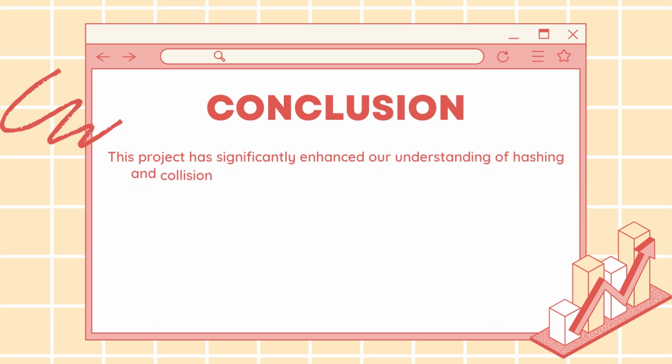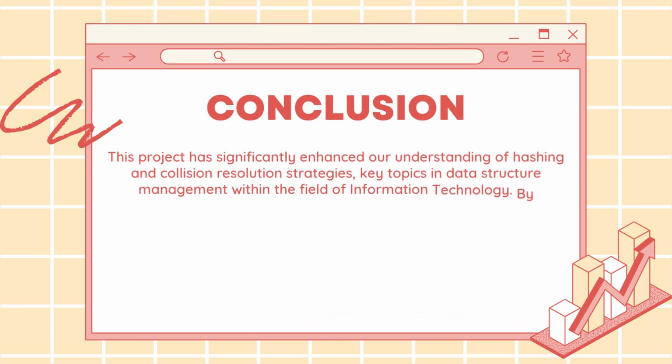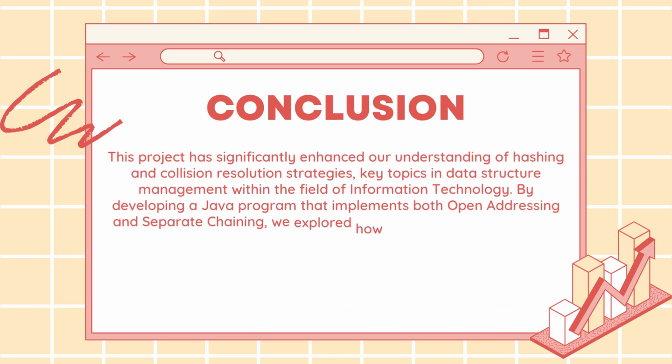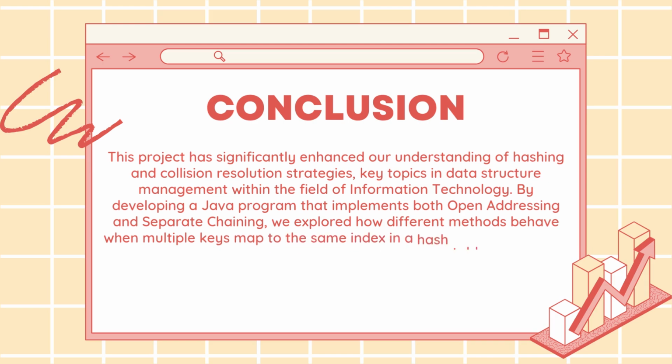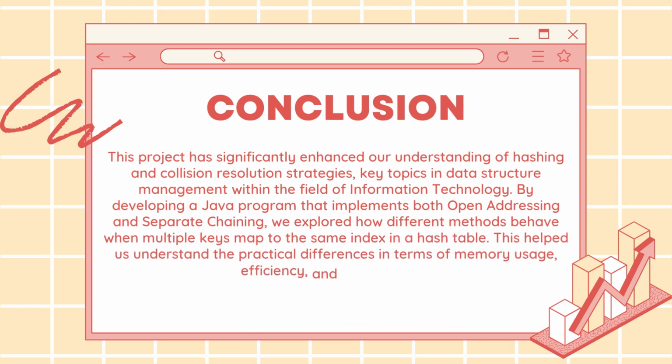This project has significantly enhanced our understanding of hashing and collision resolution strategies, key topics in data structure management within the field of information technology. By developing a Java program that implements both open addressing and separate chaining, we explore how different methods behave when multiple keys map to the same index in a hash table. This helps us understand the practical differences in terms of memory usage, efficiency, and performance.